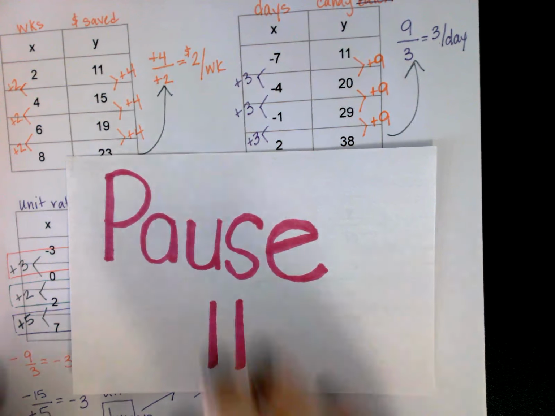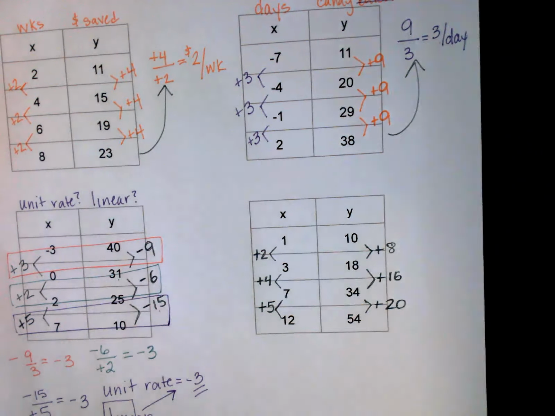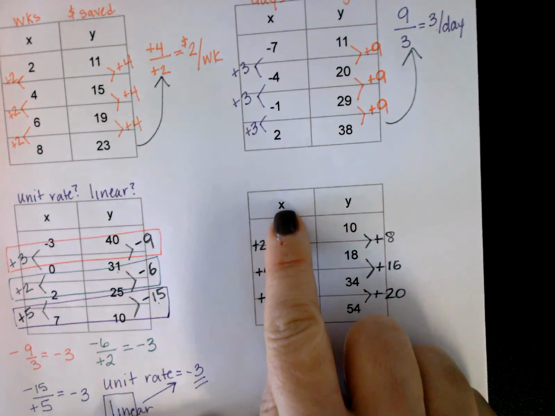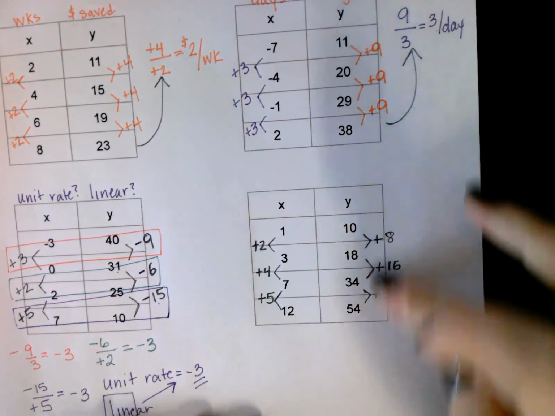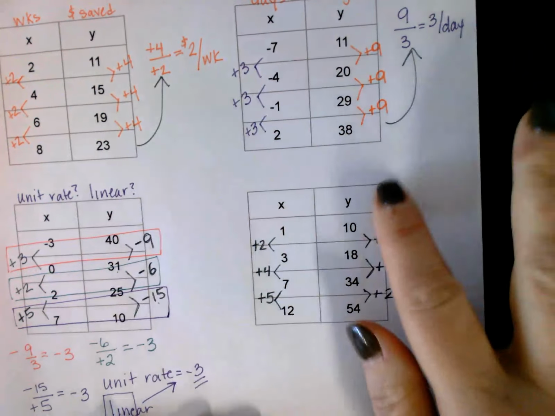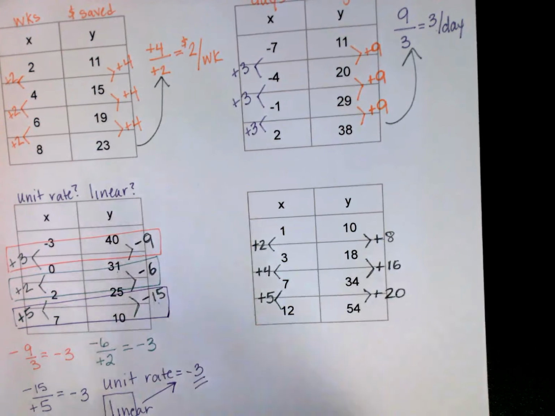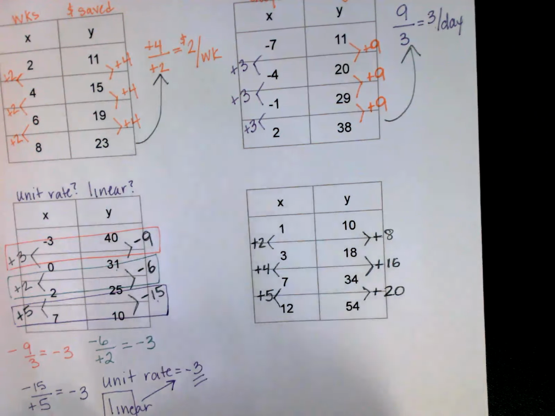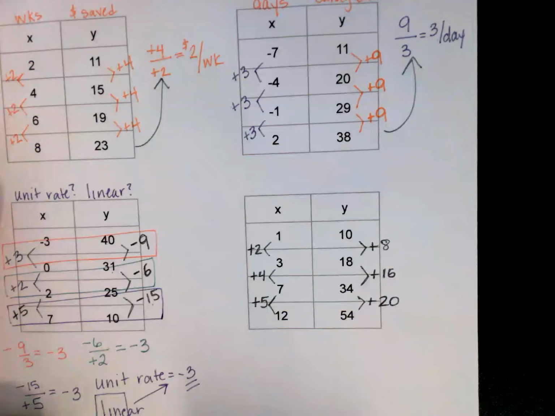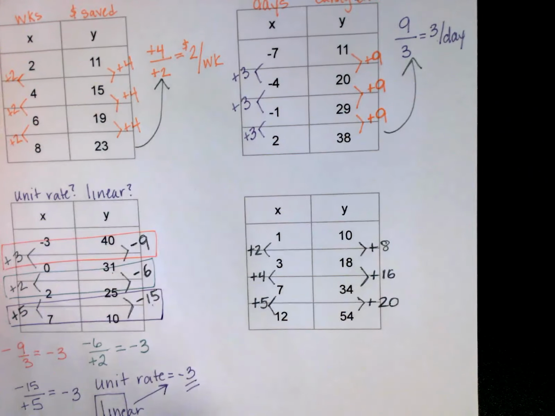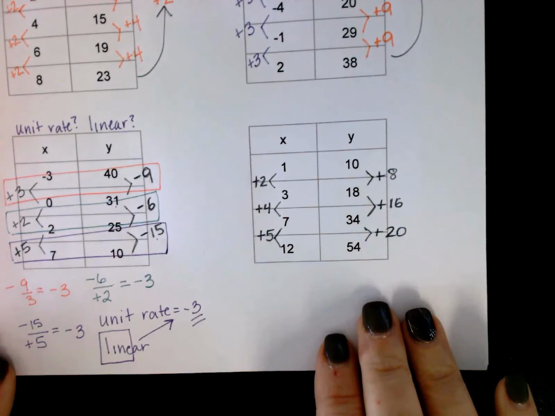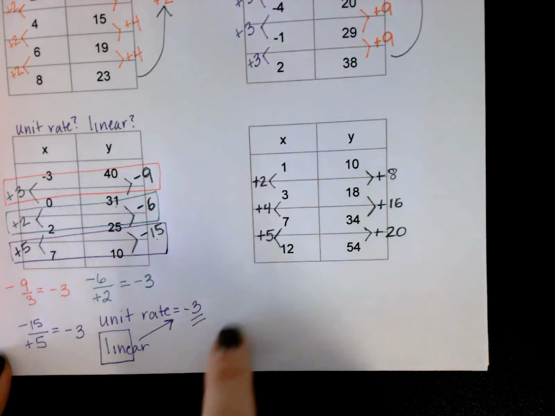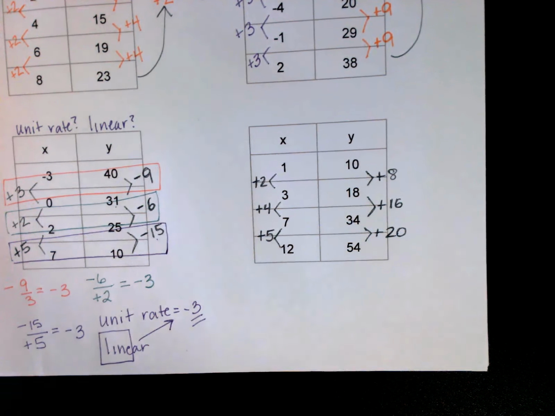Thank you for pausing the video. I just spent a moment discovering how my inputs were changing compared to how my outputs were changing. I noticed here to here +2, +4, +5, excuse me, +8, +16, and +20. They aren't constant when I look at this yet, so we're going to need to investigate further like we did on the table next door.